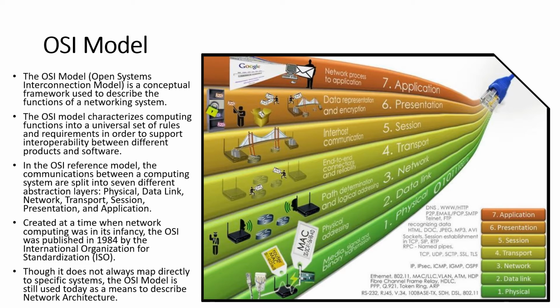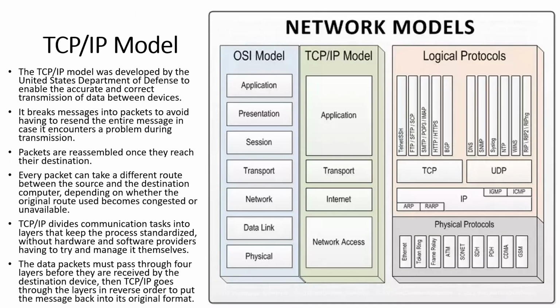So OSI model, as you can see, you have 7 layers of the OSI, right? I will not be going over this because we have already covered the OSI model. Also the TCP/IP model, this had been looked at in the client and server cluster. What is the TCP/IP model?